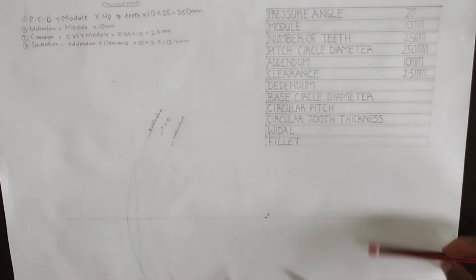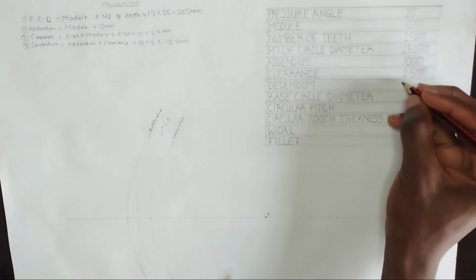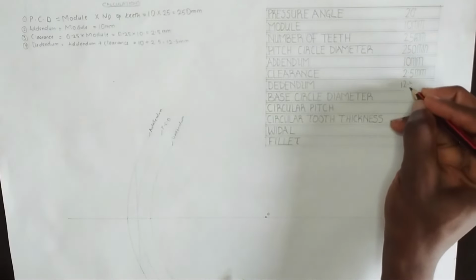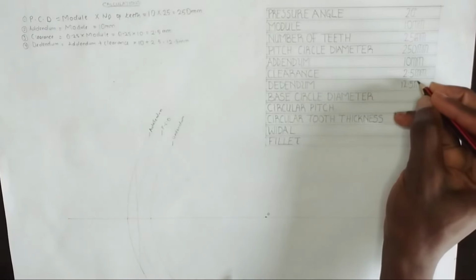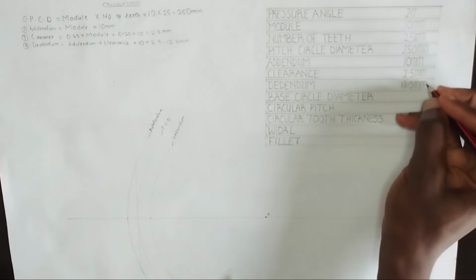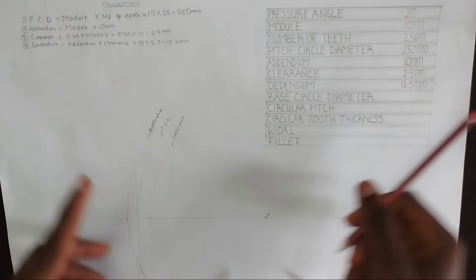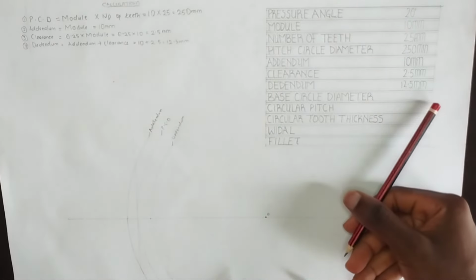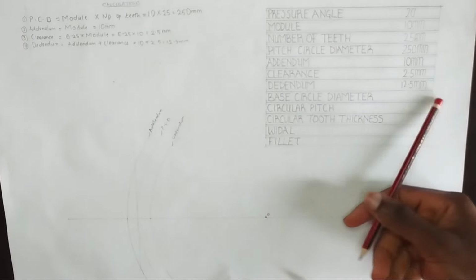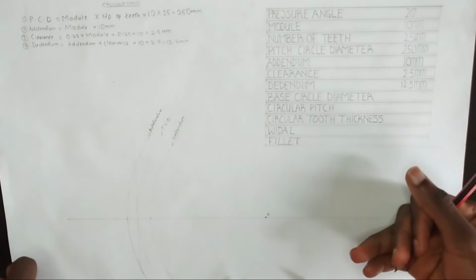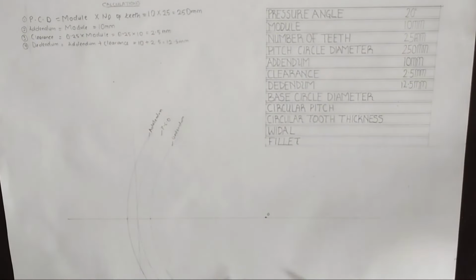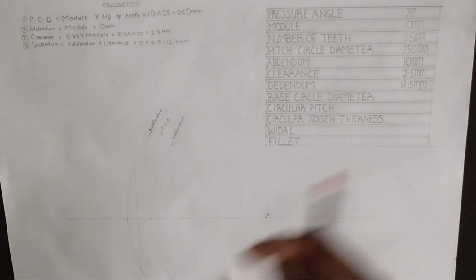So I'm going to write my 12.5 here for our dedendum. 12.5 millimeter. All right, so now what we are going to be doing next is to find the base circle diameter. There are actually two methods for finding the base circle diameter, and I'm going to show you the two methods in this video, but I'm going to make use of one for this particular video, but I'm going to be explaining the two methods.